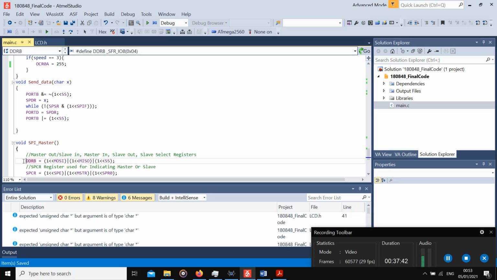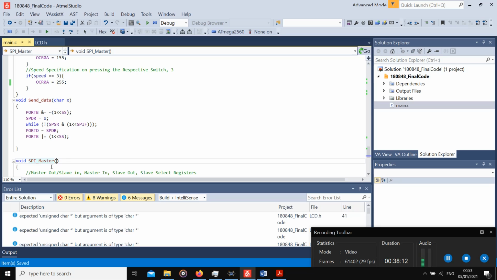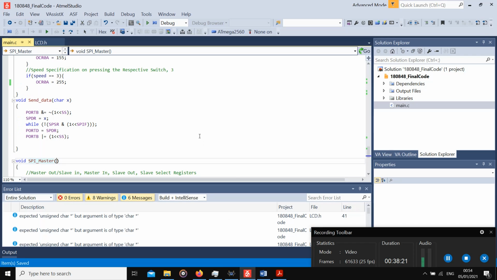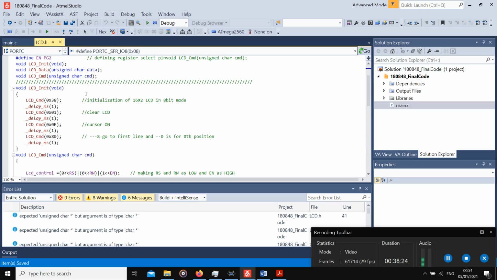So first of all, over here you have the DDRB, that is going to declare the master out slave in, the master in slave out, and the slave select. So that has been done and the direction has been given to it by this register over here. Then you have the SPCR register that is used for indicating whether this is a master or a slave. And over here you can see that it has been selected as a master, which is the same as our code over here that says SPI master. So this code over here is done for the master one, which is loaded into the ATmega2560. So moving ahead, there is nothing to explain.